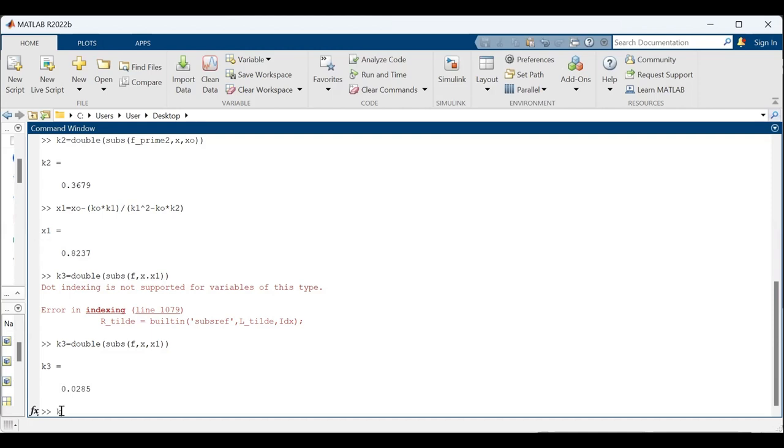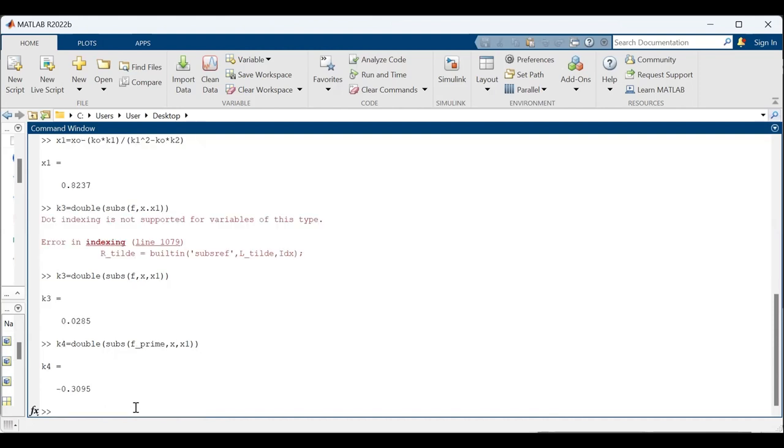And then f prime of x1, I'll call this k4. So k4 is equal to double. Okay, so I want it to be decimal, so I'm using the command double. And then substituting this, in what function now am I using? In the derivative, which is f prime, the first derivative, taking x, and I'm substituting this x1. So let's get that. So K4 is supposed to be negative. I don't know, this is why I missed it. The first derivative, it's negative, negative 0 point something. I'm sure that's why I messed it up.